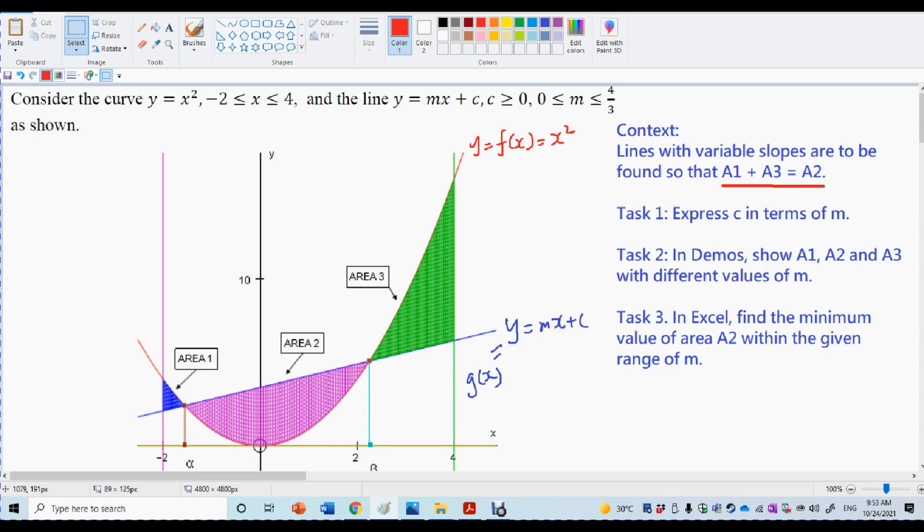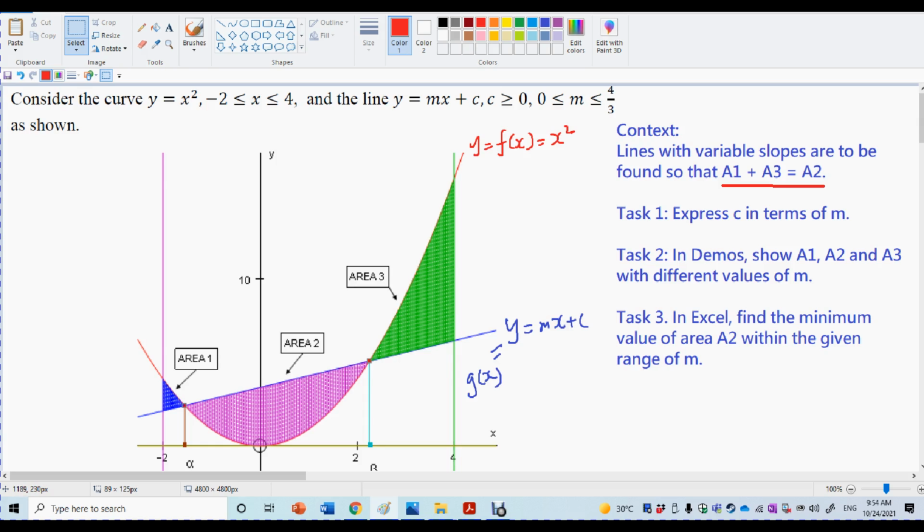So the context of this task is that you need to draw some lines with variable slopes. That means the m in the equation of the straight line can be changed. And doing that is to make sure the sum of area 1 and area 3 equals the area below the straight line, which is area 2, right? So how could you achieve that?